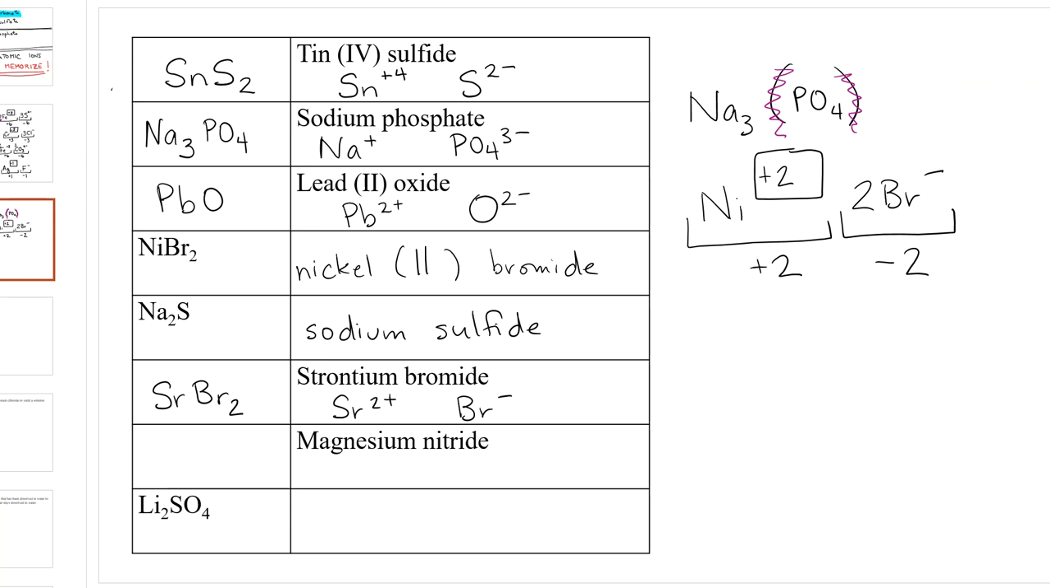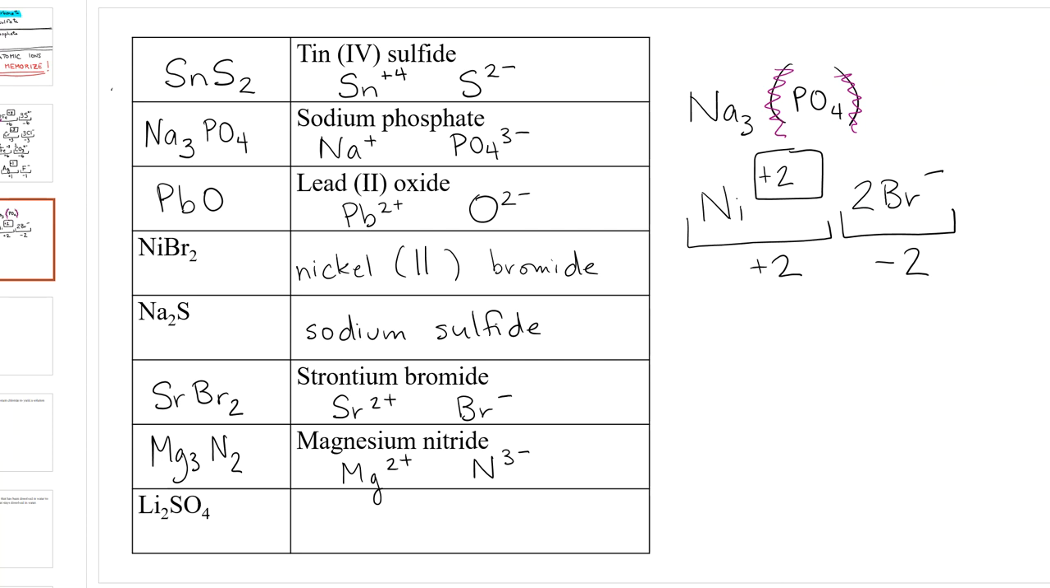Magnesium nitride, not nitrate, that's different, nitride. Magnesium nitride is Mg that has a 2+ charge, that's the magnesium ion. Nitride is N that has a 3- charge. Nitrogen is in group 5, so it gains 3 electrons to look like a noble gas. Again, this is the hardest I can get. We're going to have to find the least common multiple of 6. That means that we need 3 magnesium ions and 2 nitride ions. So Mg3N2 is the chemical formula for magnesium nitride.